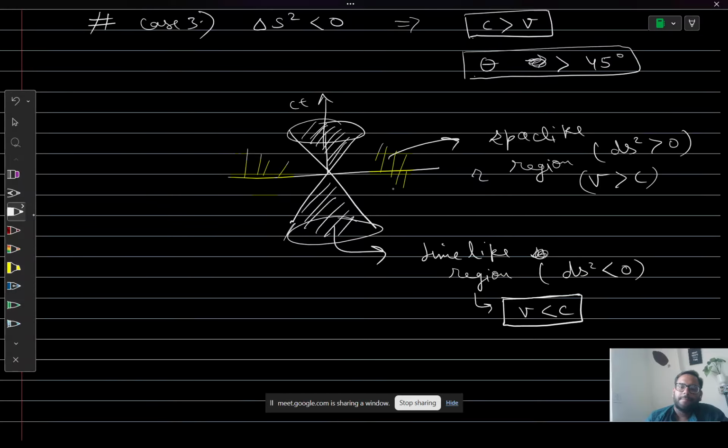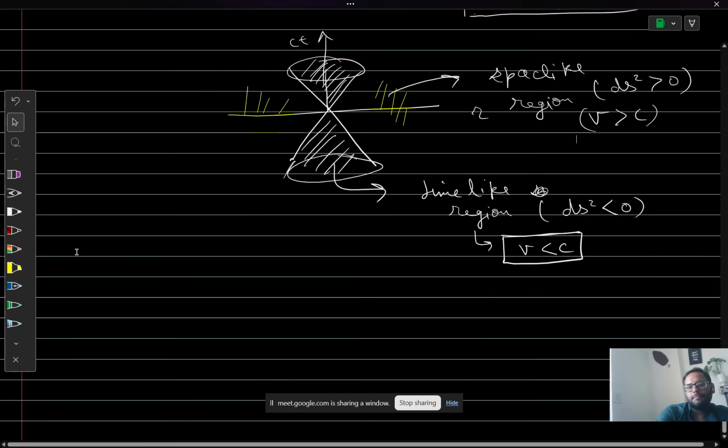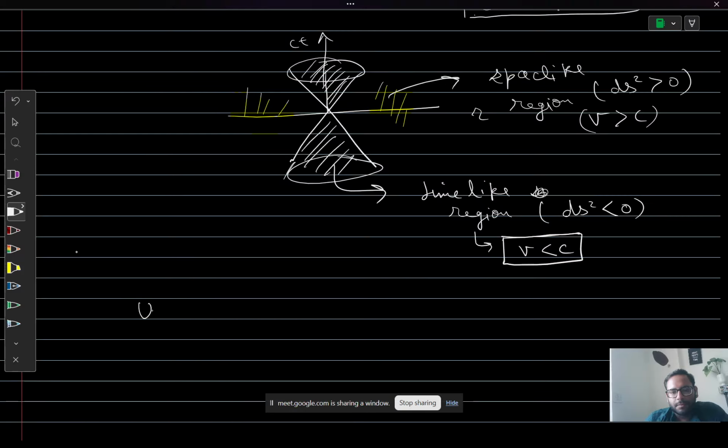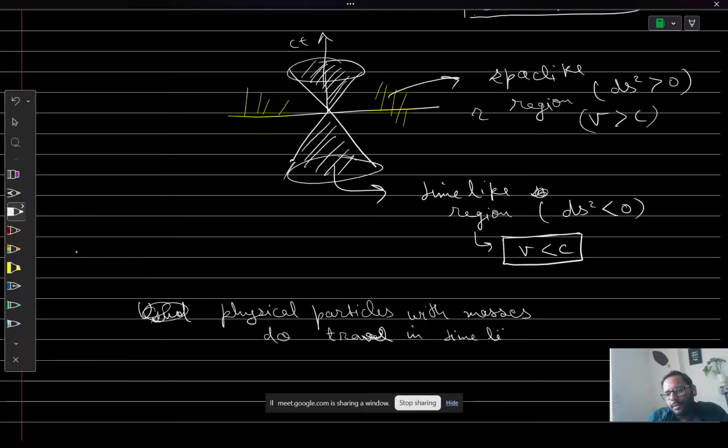So it is like usual physical particles with masses do travel, or have world lines, in the time-like region only.